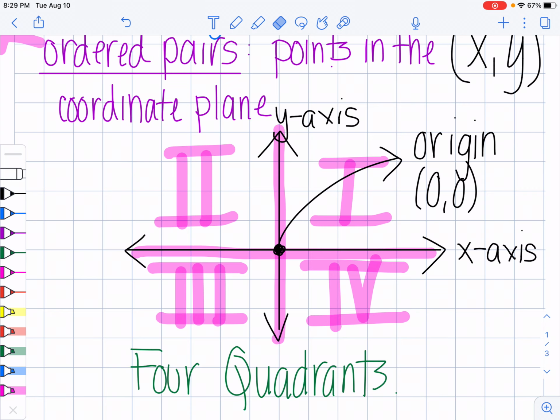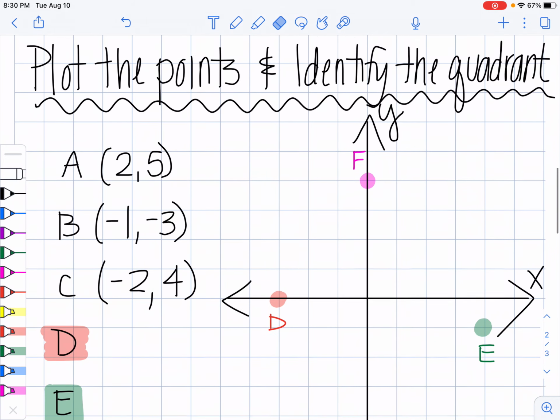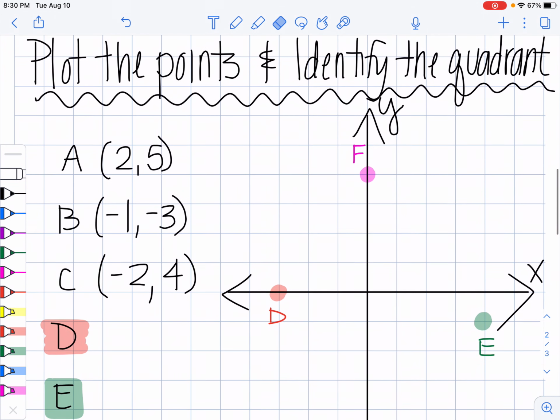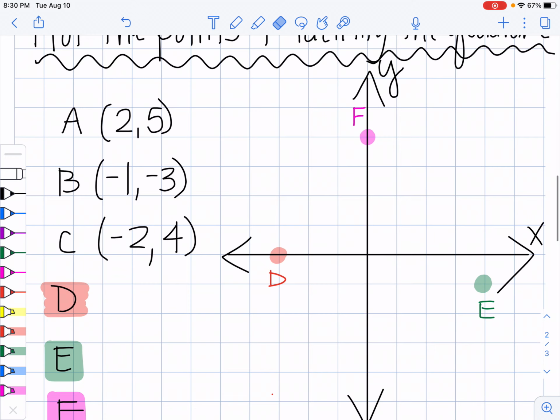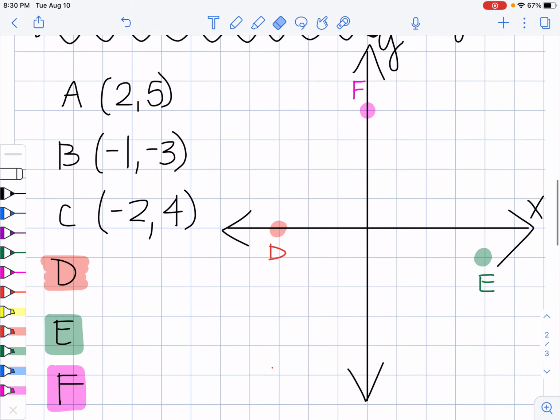Okay, so what we're going to do is practice plotting points and writing out points to be able to help us with the coordinate plane. So we're going to scooch down here. We're going to plot the points that are asking to be plotted, or identify the points that are in our graph already, and then we're going to identify the quadrants that they're in.